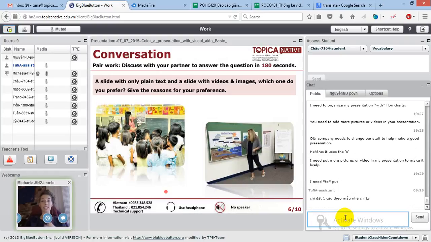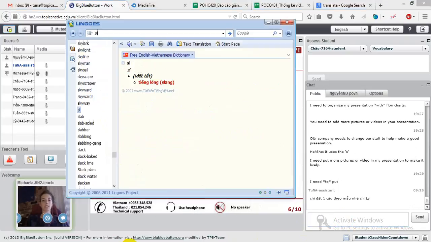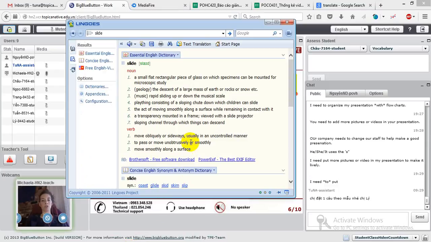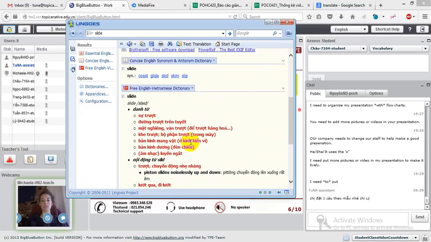Okay, so this is the conversation for today. A slide with only plain text and a slide with video and images. Which one do you prefer? Give the reason for your preference.